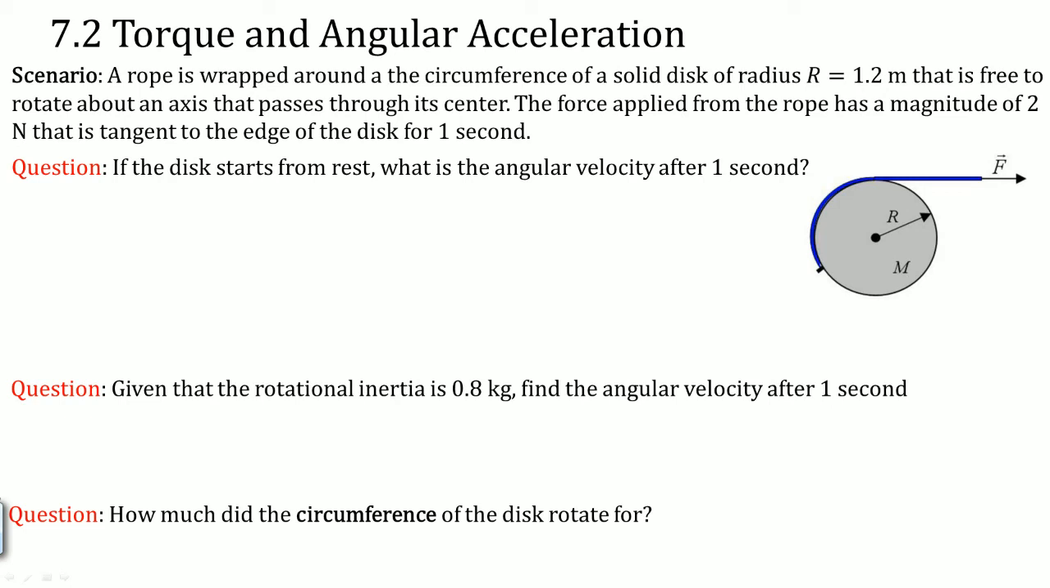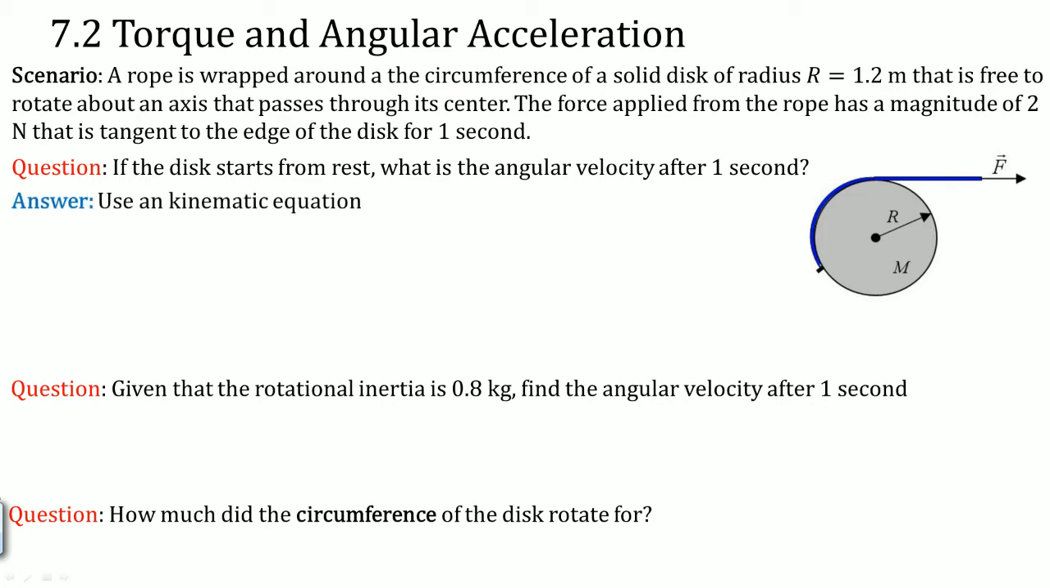Scenario. A rope is wrapped around the circumference of a solid disk of radius r equals 1.2 meters that is free to rotate about an axle that passes through its center. The force applied to the rope has a magnitude of 2 newtons that is tangent to the edge of the disk for 1 second. Question. If the disk starts from rest, what is the angular velocity after 1 second?